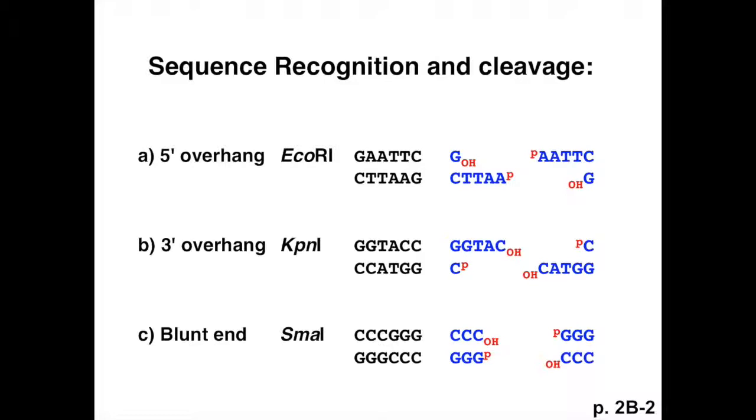So this is what we've referred to as sequence recognition cleavage. And if you take a look, there are some enzymes that create 5' overhangs. What that means is that the breaking is creating what's called a 5' overhang. If it creates the opposite, then you create what's called a 3' overhang.